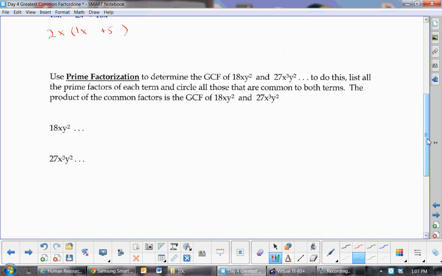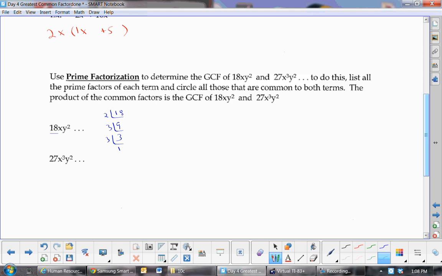Now 18xy squared and 27x cubed y squared. I'm going to show you the ugly way to do these, and then do them what I believe is an easier way to do these. But what I want to do is I want to do all the prime factors of 18. Okay? So 18, you can put a 2 in there, right? And you get a 9. And then you can put a 3, and then you get a 3. And then you can put a 3, and you get a 1.